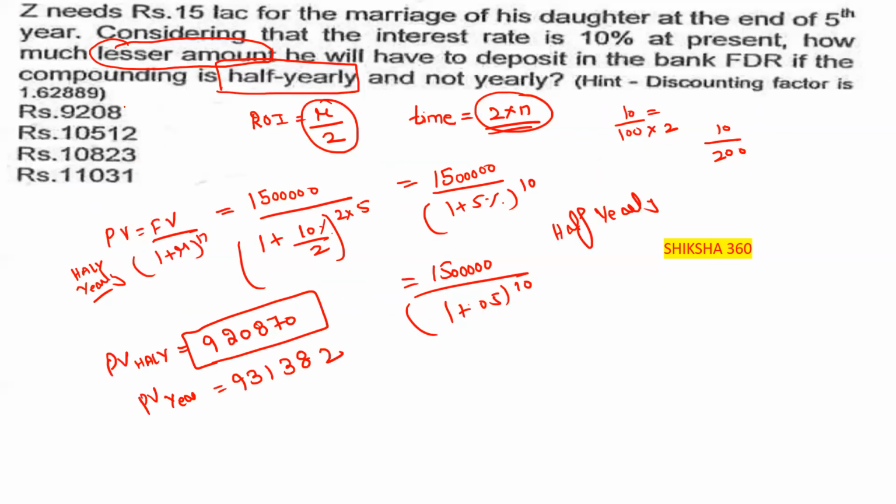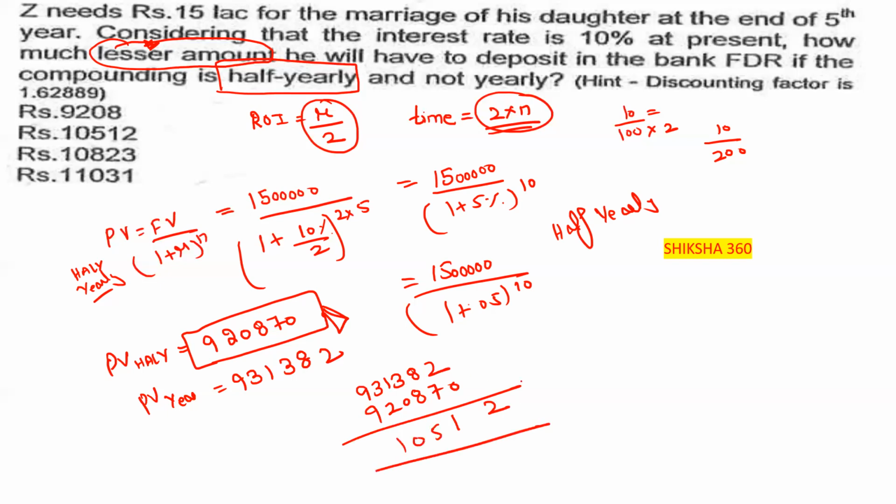So now we have to calculate how much lesser amount he has to deposit. Clear? So what is the difference between both? So now calculate 9,31,382 rupees minus 9,20,870 rupees. So here it comes to 10,512, it is our answer. Clear? So 10,512 is our answer. So this one is the answer. Clear?